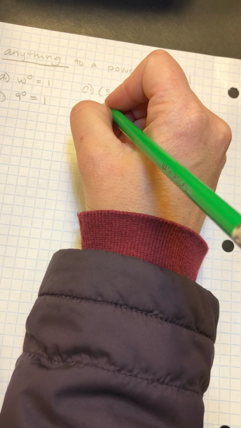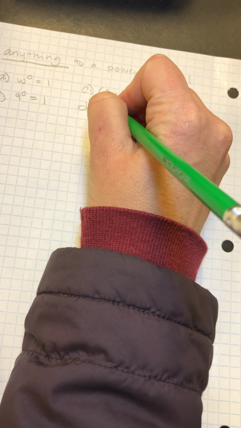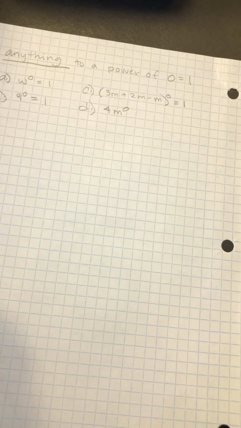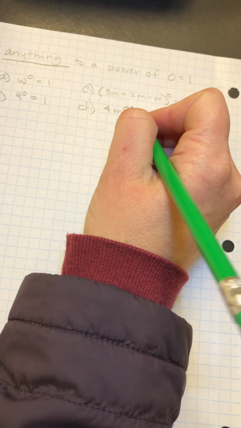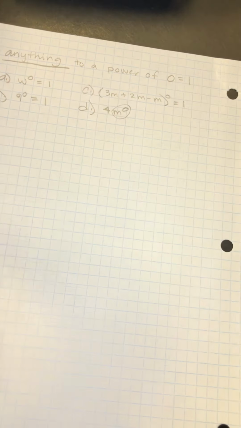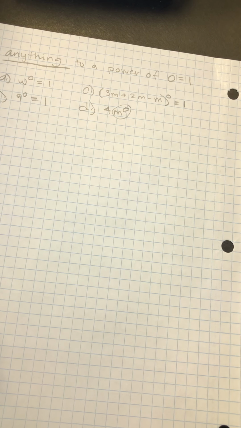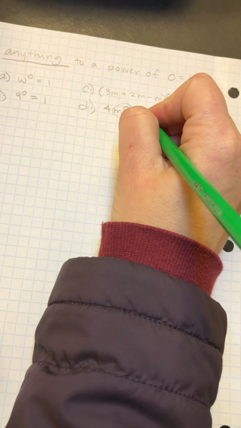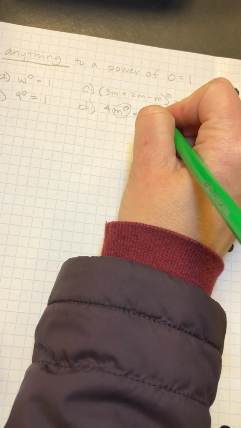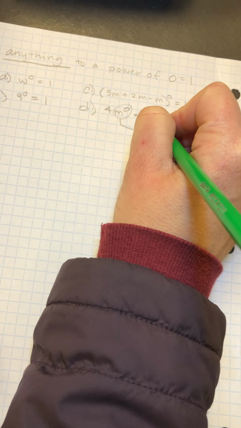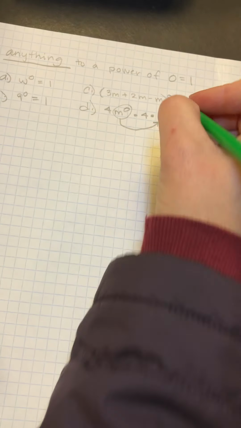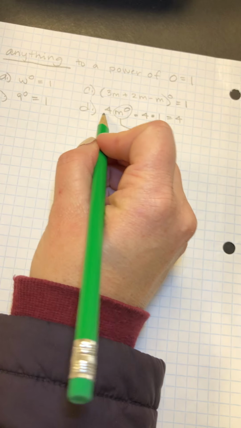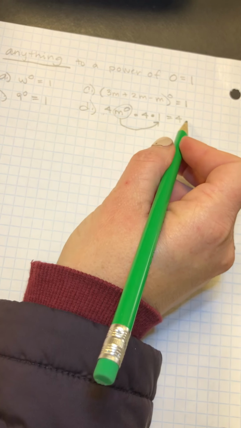For D, if we have 4m to the power of 0, it's not in a parenthesis. So the power of 0 is only attached to the m. The power of 0 is only attached to what it's next to. So this is 4 times 1, because m to the power of 0 is equal to 1. So the answer in this case would be 4, because there was already a 4 in front of it. So it just stays part of the answer.